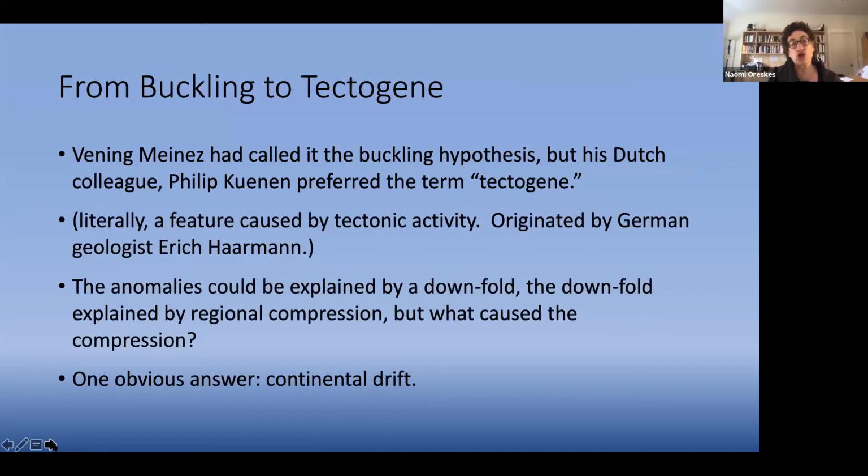Now, Vening Meinesz had called it the buckling hypothesis, but his Dutch colleague Philip Kuenen preferred the term tectogene, literally a feature caused by tectonic activity. This was a term that had originated with the German geologist Erich Haarmann. So the anomalies could be explained by some kind of downfold or downward compression of the crust. And the downward compression of the crust could be explained by some sort of regional compression. But what caused the regional compression? And the obvious answer was continental drift.